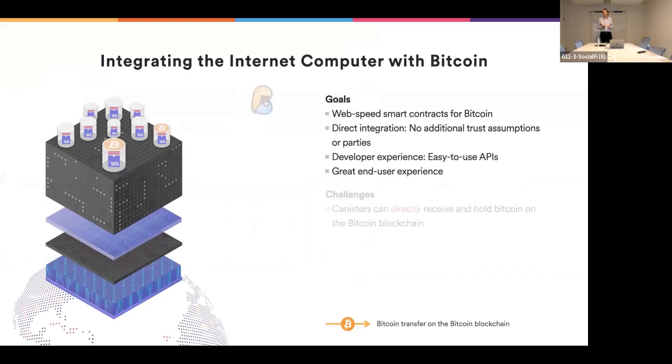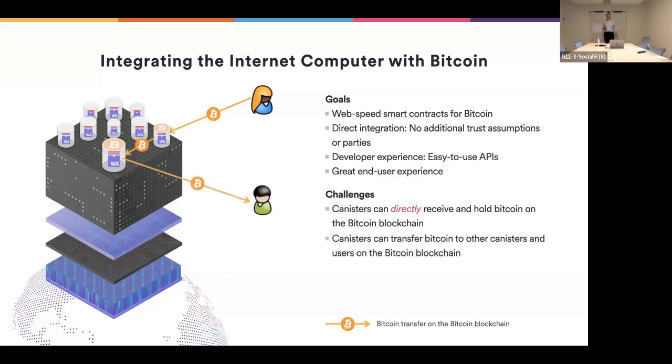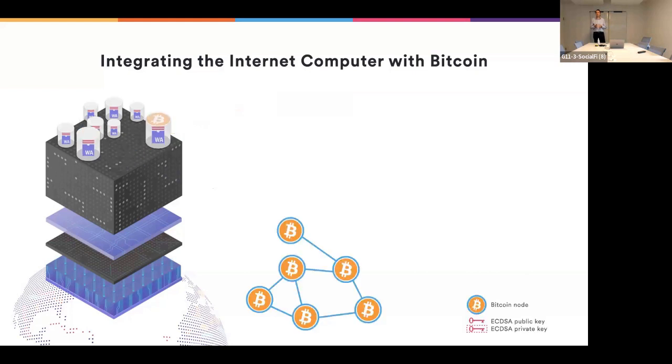Achieving all of this is not easy, so the challenges are essentially that canisters need to be able to directly receive and hold Bitcoin on the Bitcoin blockchain. So a user can send Bitcoin to a canister smart contract, and then the canister can send Bitcoin to other canister smart contracts or to users, like to any other Bitcoin address. Those are the two challenges to address. And I'll show you now in a bit more detail, but still at a high level, how that works.